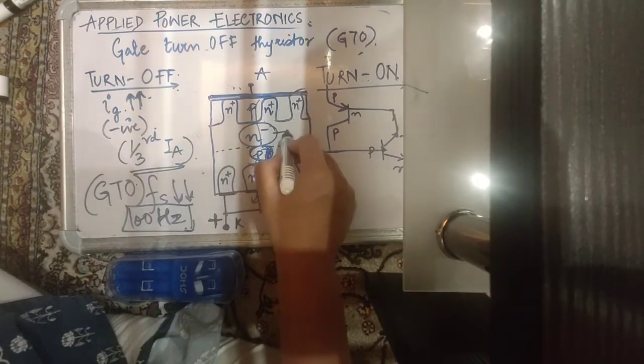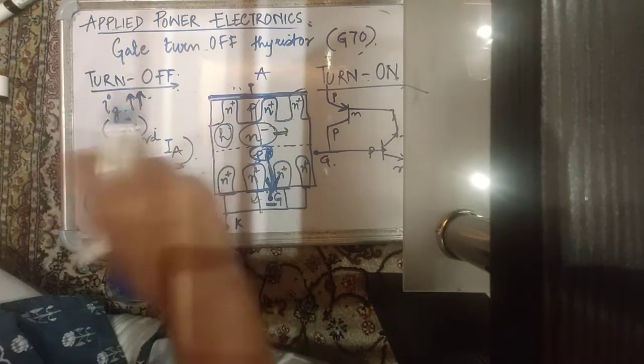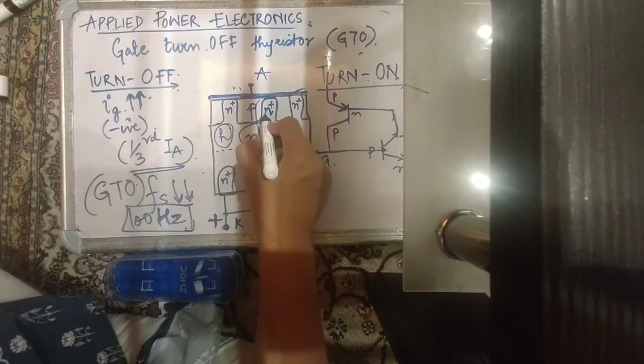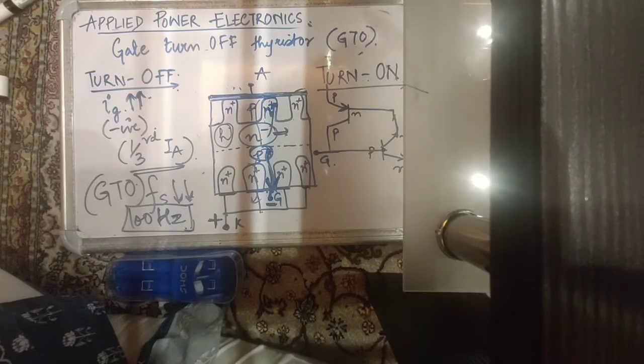Another thing is that the carriers in the n minus region, the minority carriers, which are holes in the n minus region, and these n plus protrusions, which are shorted with your anode, these n plus protrusions will act as sinks for these holes. Now how will they act as sinks for these holes?